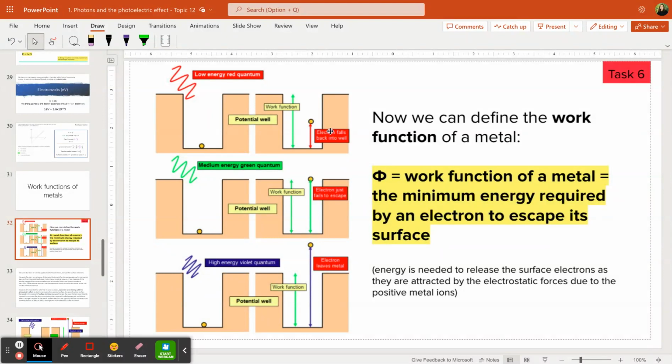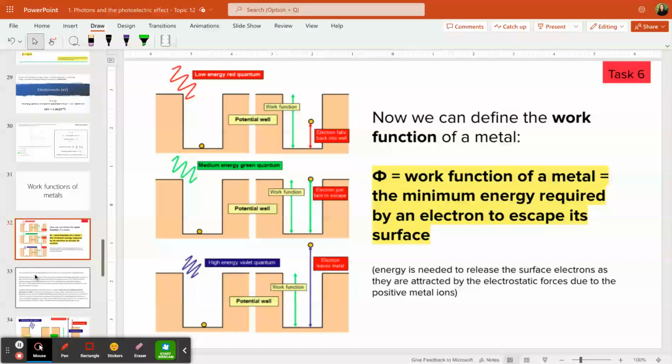And so the red photon here is too low energy, too low frequency, and it's not going to transfer enough to allow it to escape. It will give it some excitation energy, but it will not be enough to escape. And then there will be a particular photon energy that matches the work function that gives it just enough energy to escape. And then any higher energy will allow the work function to be met, but there will also be additional energy that's been transferred. And so not only will the electron leave the metal surface, it will leave with more kinetic energy.